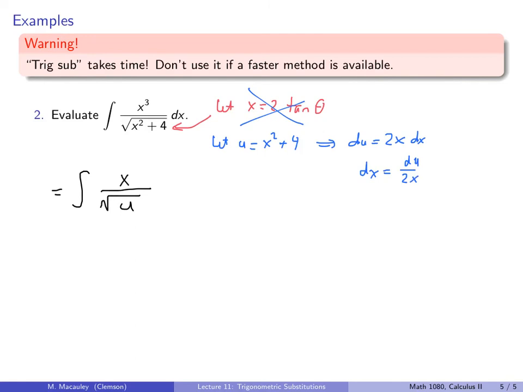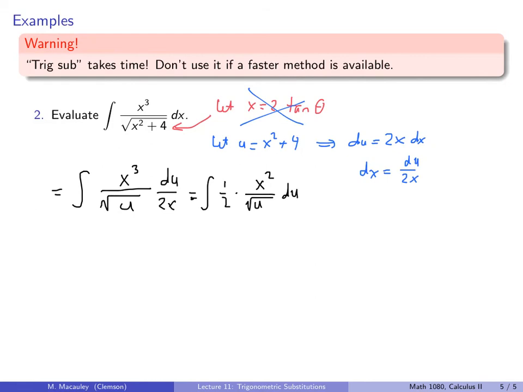So here we have x cubed. Here we have du over 2x. And now, well, this may or may not work, but let's just keep trying. So we're going to get a 1/2 times an x squared over square root of u du. And hey, look at this.